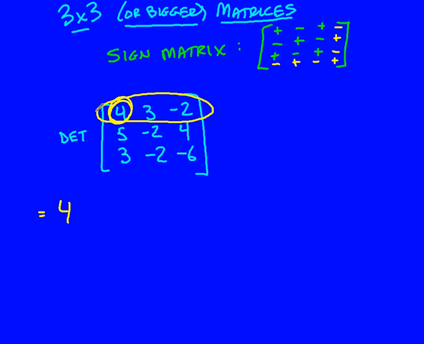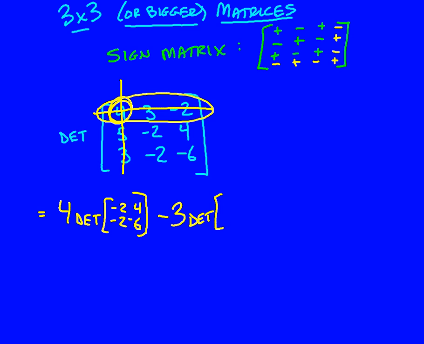What I then do is I eliminate that row and that column that the 4 is in. And what I'm left with is a 2 by 2 matrix. I'm going to take the determinant of that matrix that's remaining: negative 2, 4, negative 2, negative 6. Okay, that's using the first number. I then go to the next number in that row, which was 3. Well, 3 here is in the negative position of my sign matrix, so I want the opposite sign. I want it to be a negative 3. I'm going to do negative 3 times the determinant of whatever matrix is left when I cross out that row and column. So that matrix left would be 5, 4, 3, and negative 6.